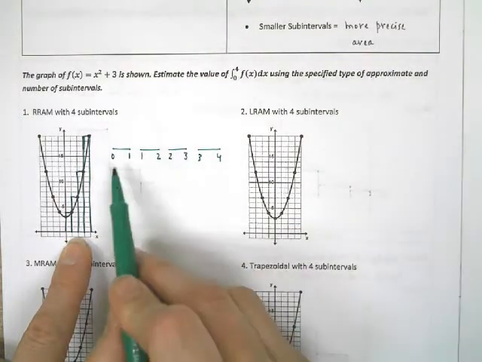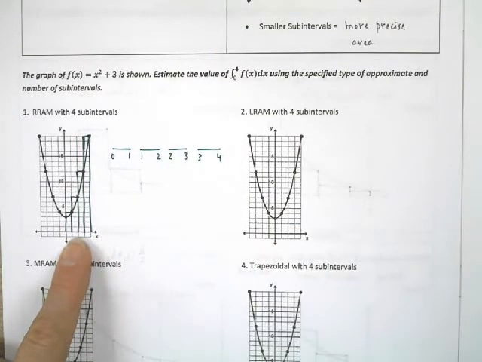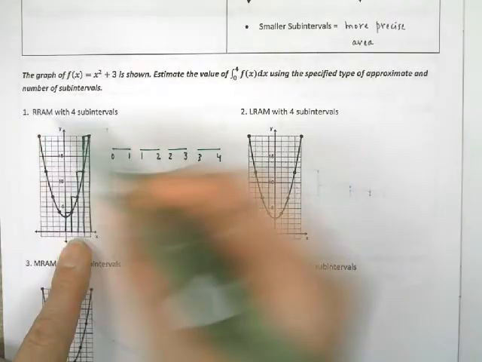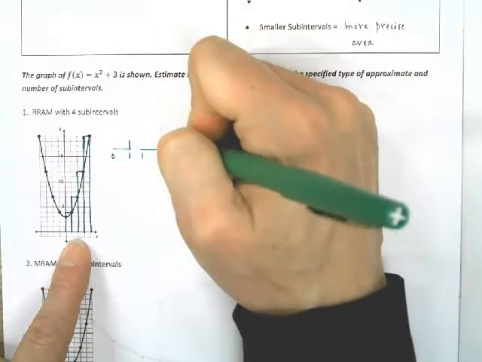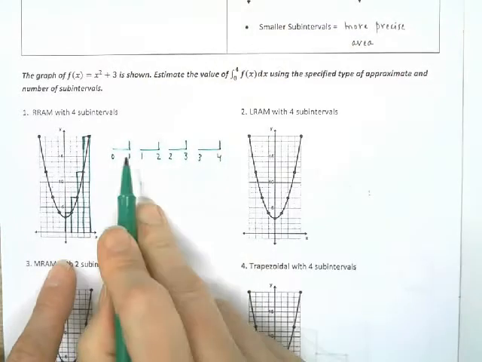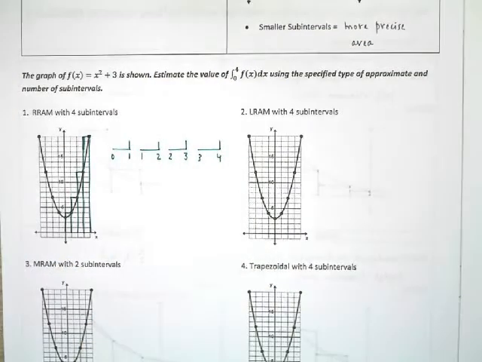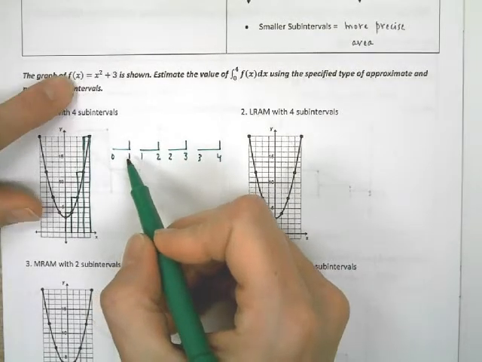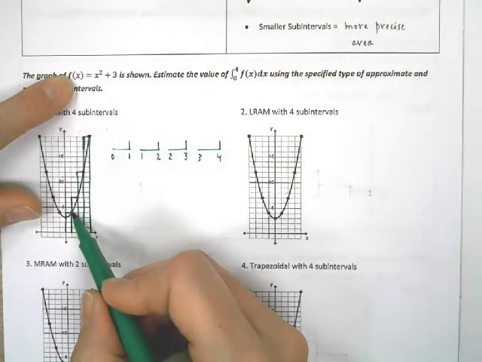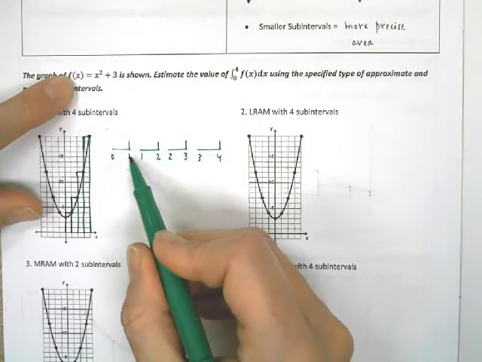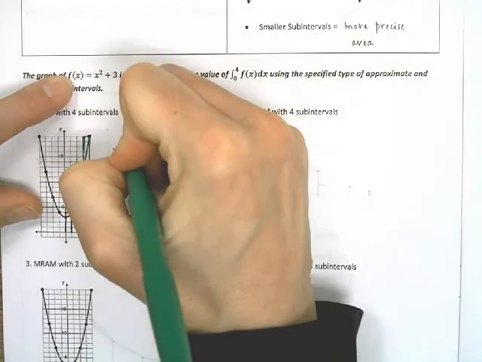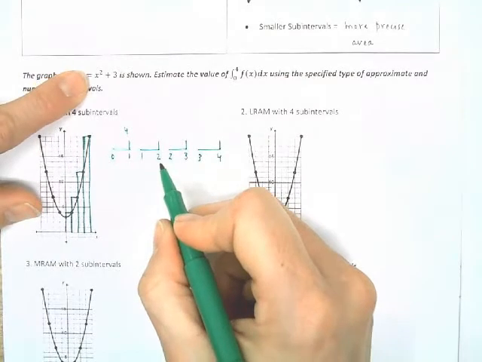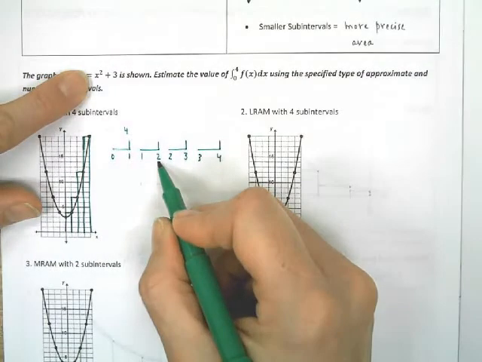Now, when I calculate it, here's what I do. I've drawn out my 4 subintervals. Since I have a right approximation method, I'm going to find those y values at the right endpoint of each interval. And then I would just calculate f of 1. I'm going to use my function, or I could use my graph in this case. F of 1 is 1 squared plus 3, which is going to give me 4. F of 2 is 2 squared plus 3, or 7.